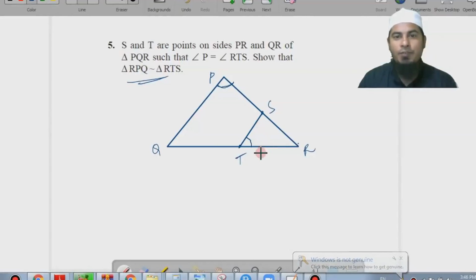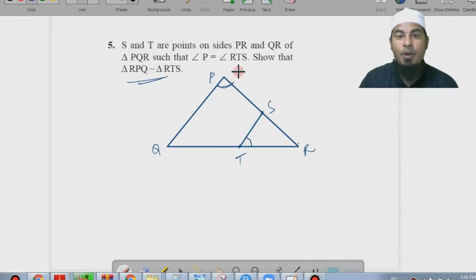In the question it was mentioned that S and T are points on PR and QR. On side PR, S is taken. On side QR, T is taken. Then what do we need to do? We need to prove triangle RPQ is similar to triangle RTS.